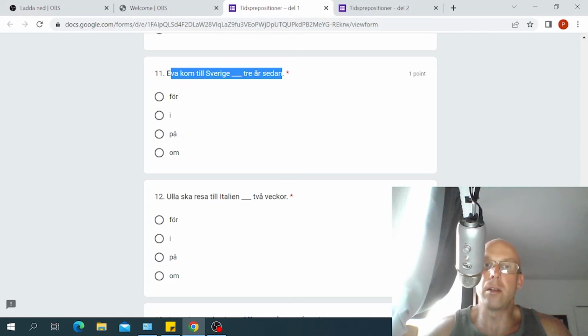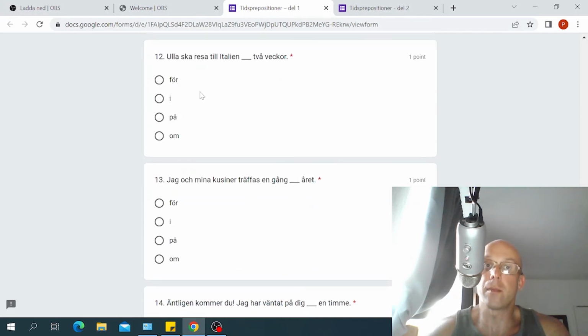A good help here is to look at the forms of the verbs. Or there is one verb, of course. And kom is what tense in Swedish? That's the past tense. So it's something about the past. And you also have the word sedan, which I told you about before. So that means it has to be what preposition. Eva came to Sweden 3 years ago. So it has to be för.